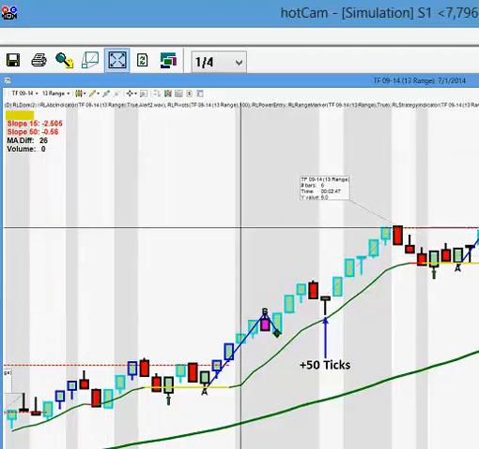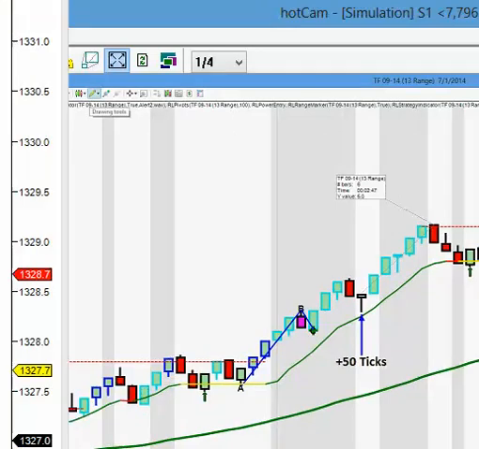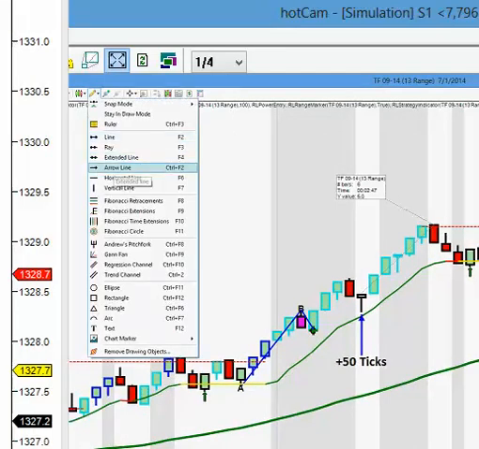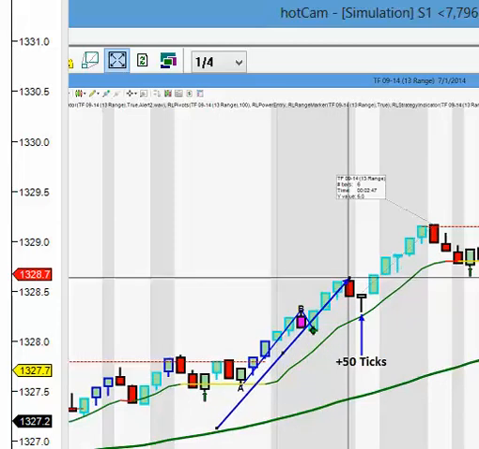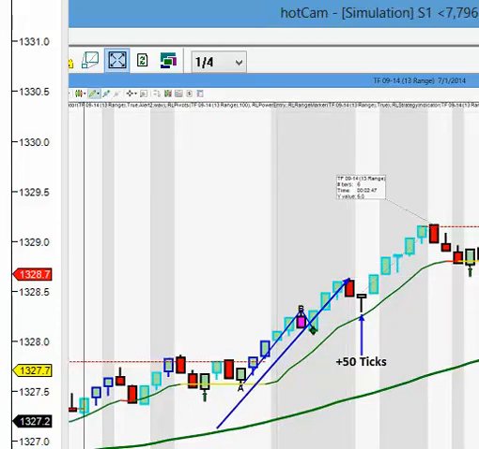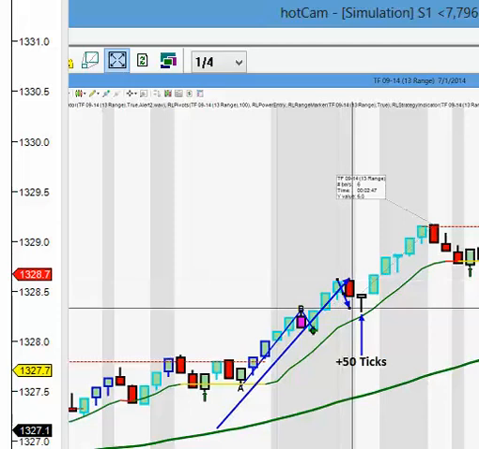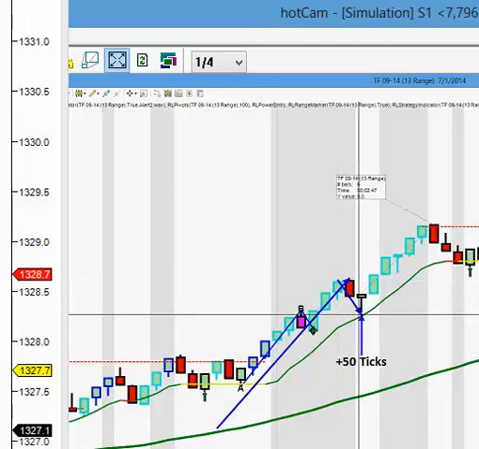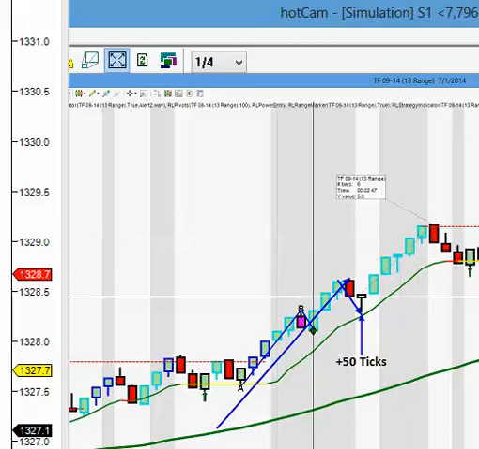Now here is the exact trade that I was telling you about. What we do is wait for a break, and we wait for a retracement. Right here, you're in 1 tick above the close of the candle. That's a 50 tick trade.